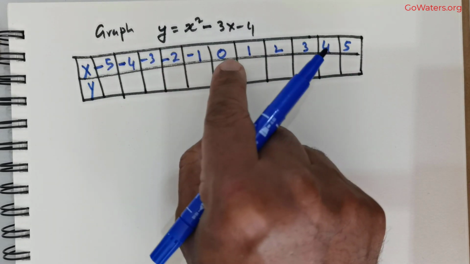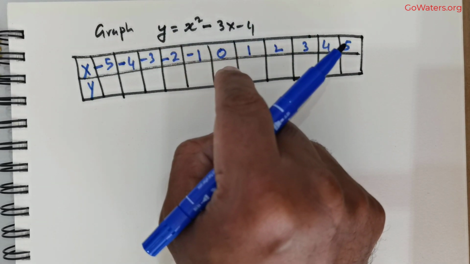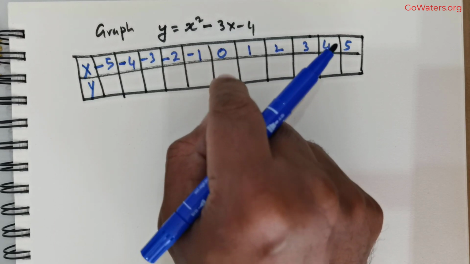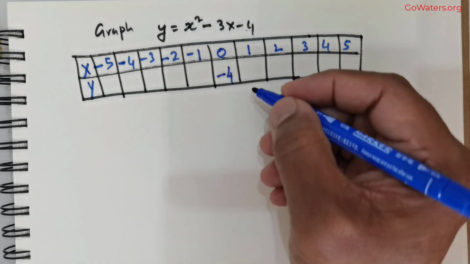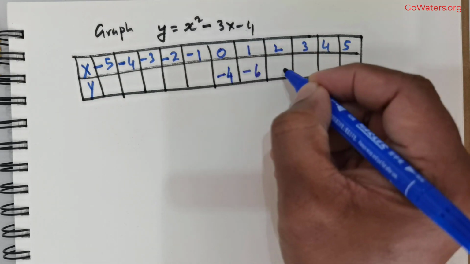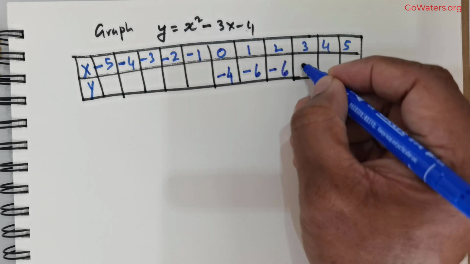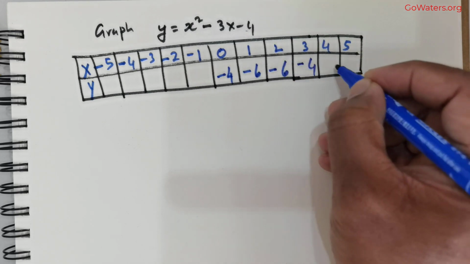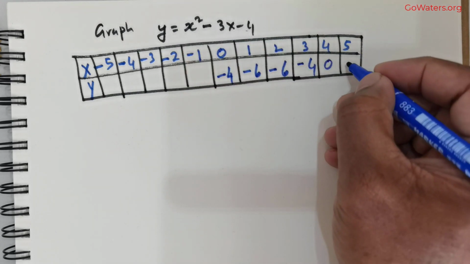Now for every value that x takes, you have to find the value that y takes and place it in the box below. When x is equal to 0, you get y is negative 4. When x is equal to 1, you get y to be negative 6. When x is equal to 2, this is also negative 6. When x is equal to 3, this is negative 4. When x is equal to 4, you get 0. When x is equal to 5, you get 6.